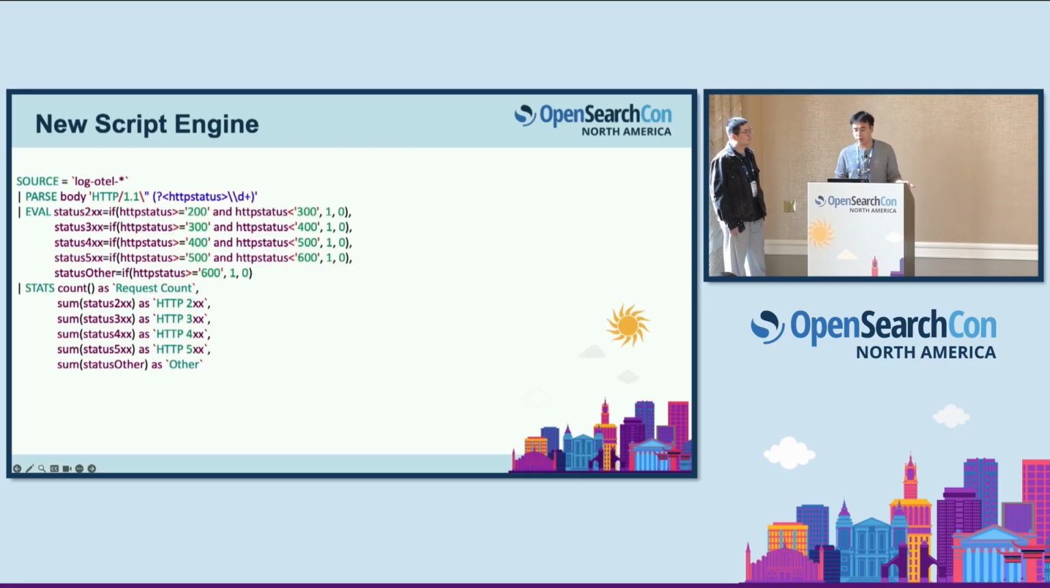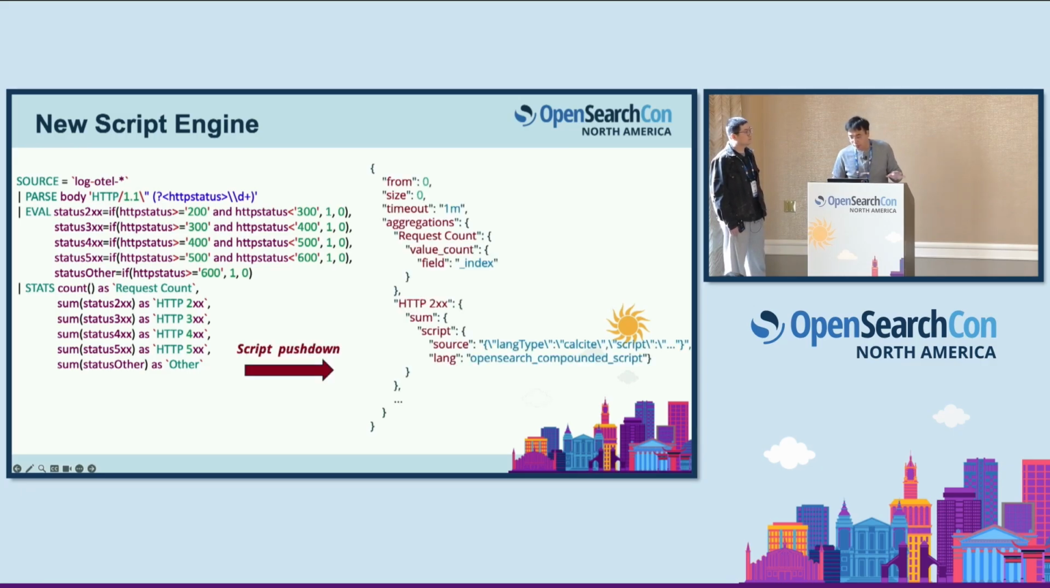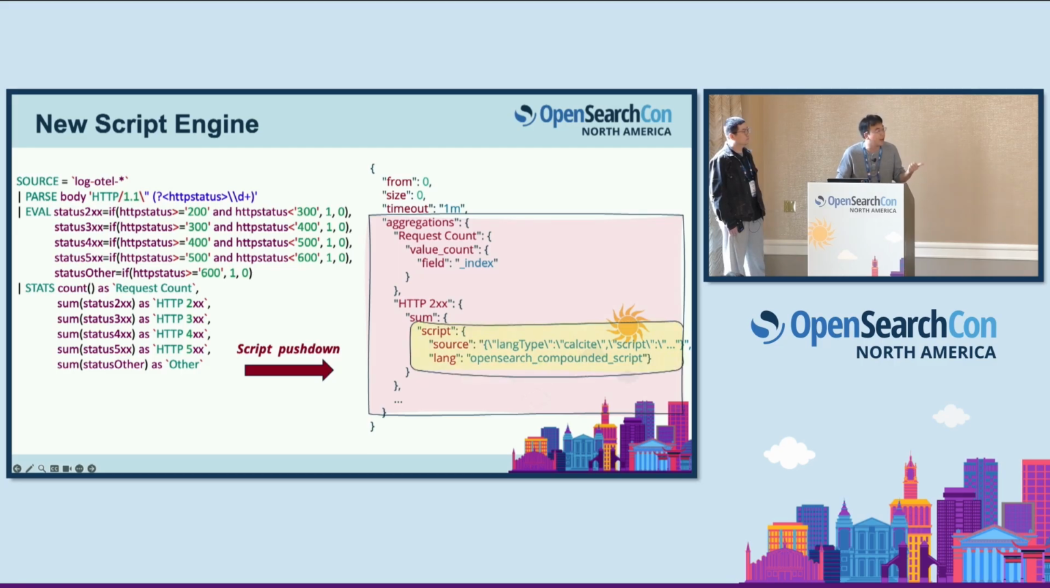This is the analysis query on OpenTelemetry log. It performs multi-layered processing to generate HTTP status statistics. This query workflow involves parsing HTTP status codes from the log body content and evaluating these codes across various operational scopes, and finally computing the statistical aggregations. Although the PPL is somewhat complex, we can optimize this execution by pushing down the entire operation into a single aggregation DSL with embedded script.